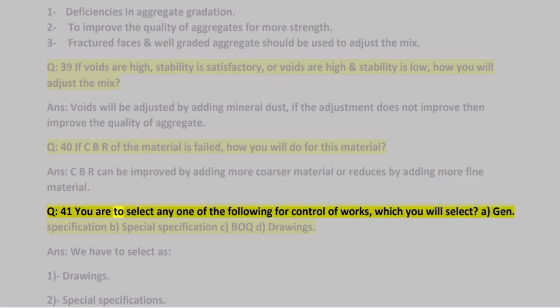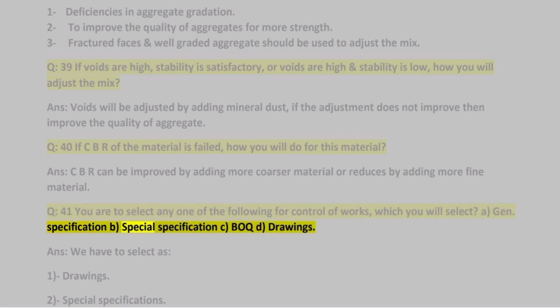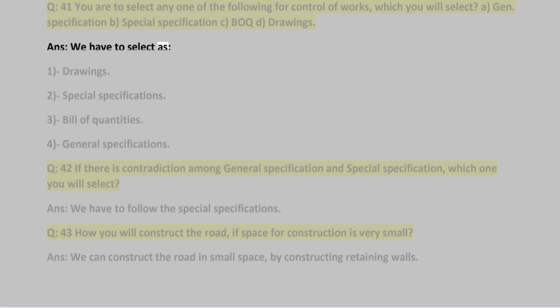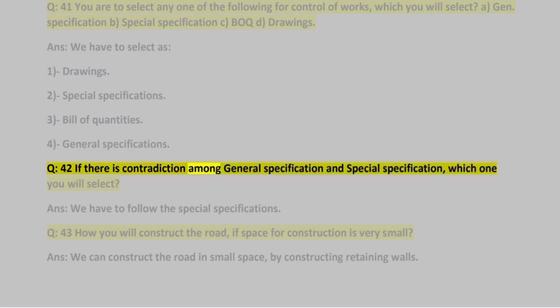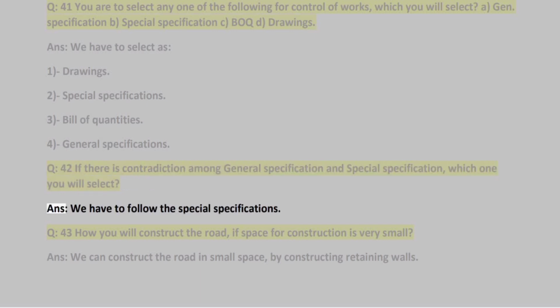Q. 41 You are to select any one of the following for control of works, which will you select? A. General Specification, B. Special Specification, C. BOQ, D. Drawings. ANS, we have to select as 1. Drawings. 2. Special Specifications. 3. Bill of Quantities. 4. General Specifications. Q. 42 If there is contradiction between General Specification and Special Specification, which one will you select? ANS, we have to follow the Special Specifications.